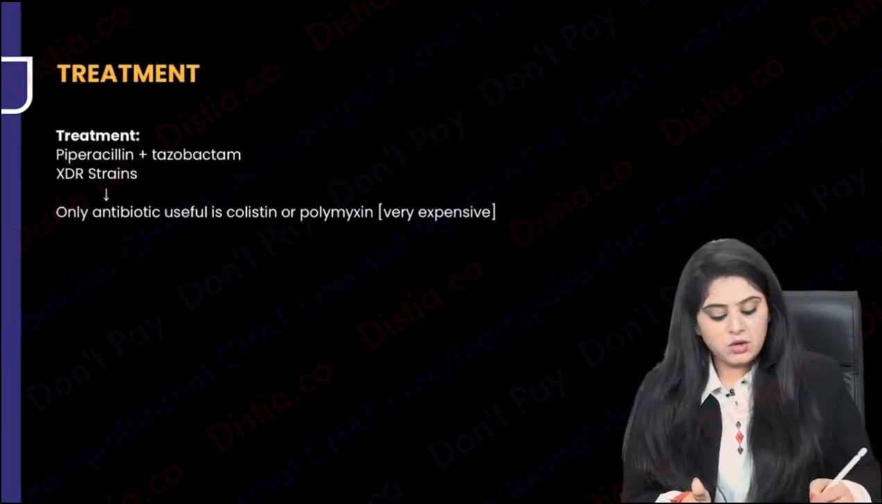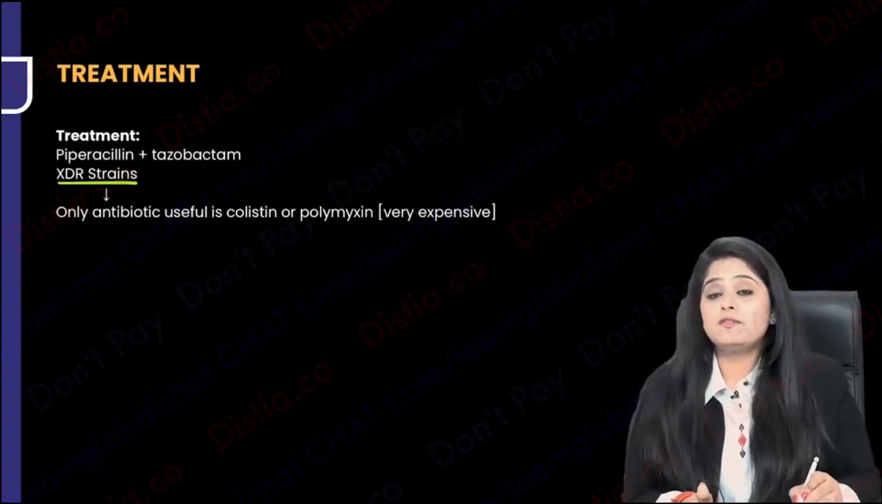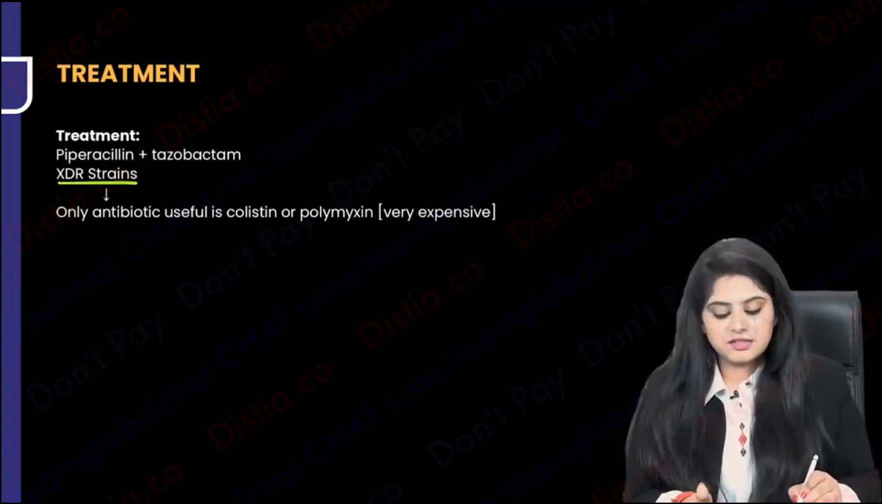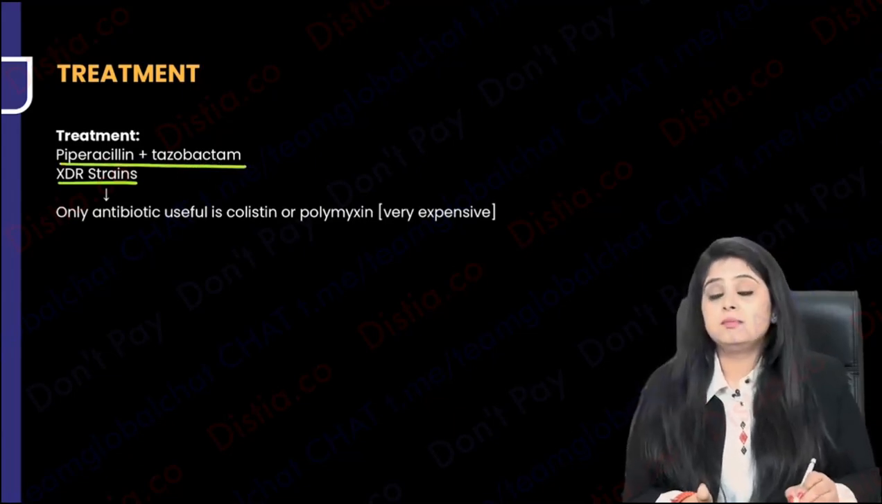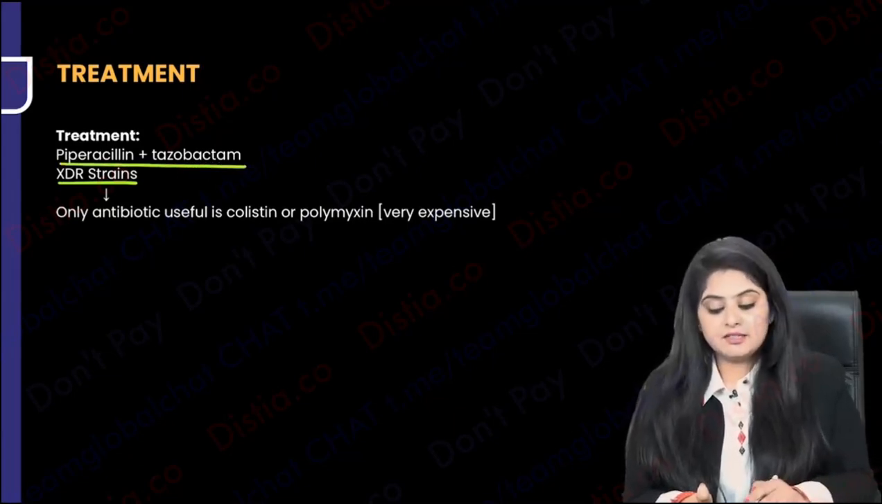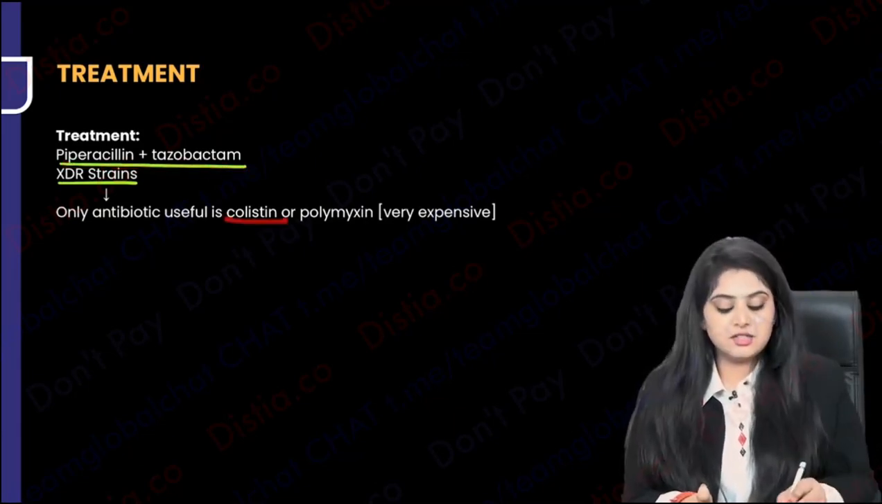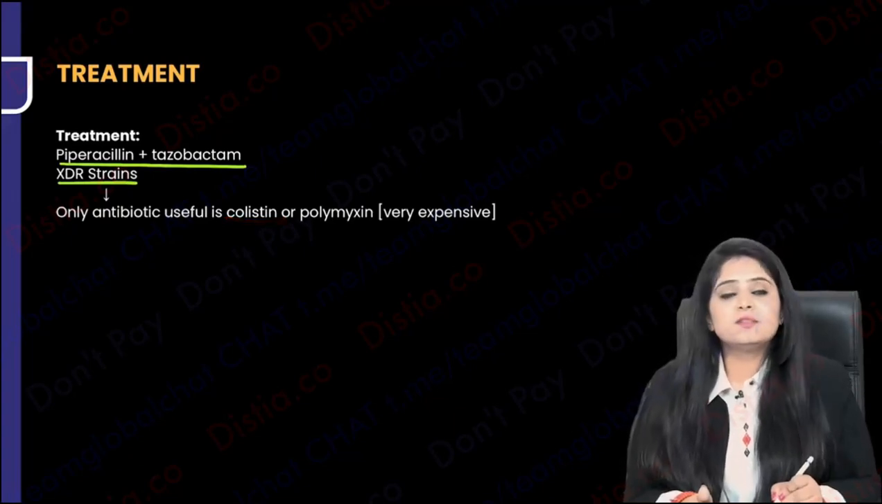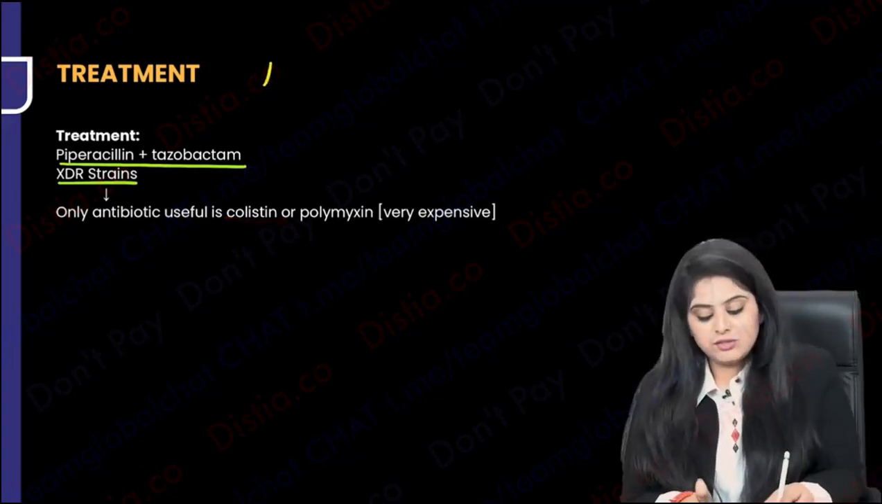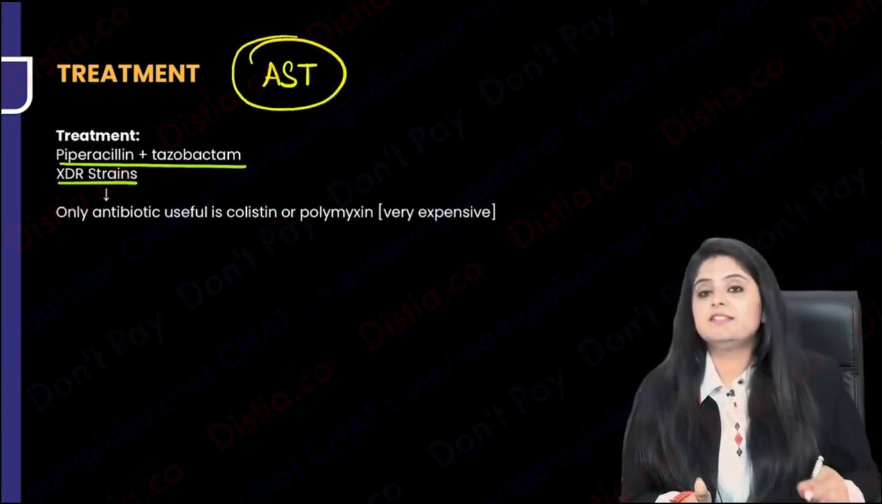What is the treatment? They are not very easy to treat because we have a lot of XDR strains, drug resistance that is there. But because of that, we use advanced antibiotics like piperacillin and tazobactam. We can even fight those XDR strains with colistin and polymyxin and others, but they are very expensive. So all in all, you have to rely on the antibiotic sensitivity testing.